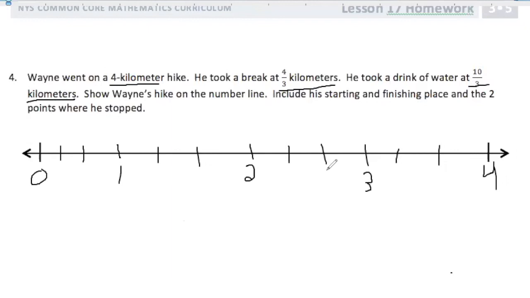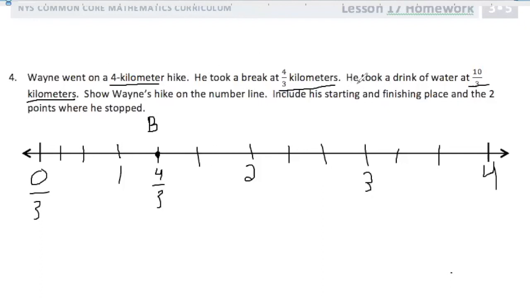Okay, so let's find 4/3, right? This is going to be 0/3. Whenever we start, it's going to be 0/3, right? 0 out of 3. 1/3, 2/3, 3/3, and 4/3. Let's just clear that a little bit. Undo that. And 4/3, okay? This is where he took a break. So let's represent that as B, not the best B, okay?